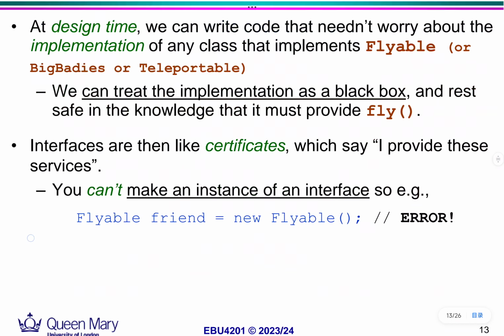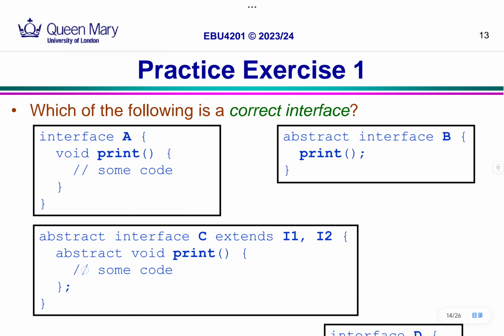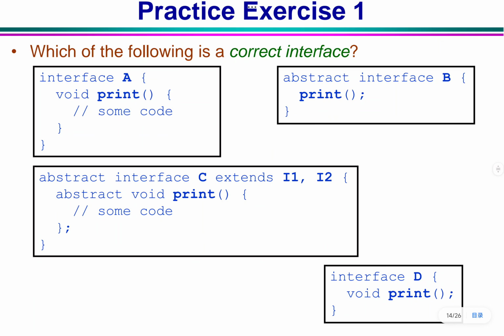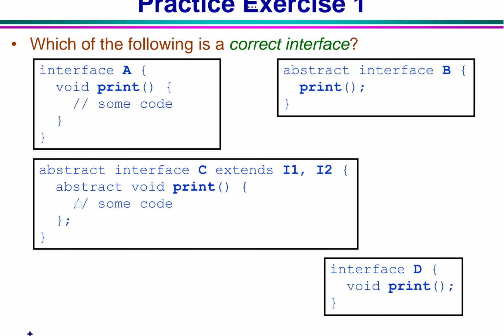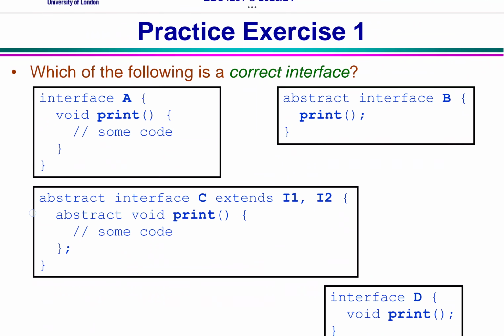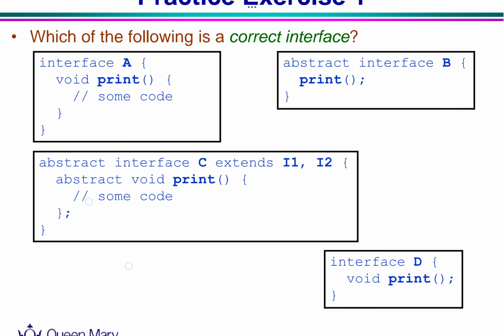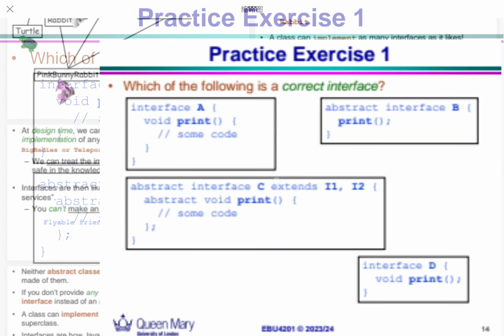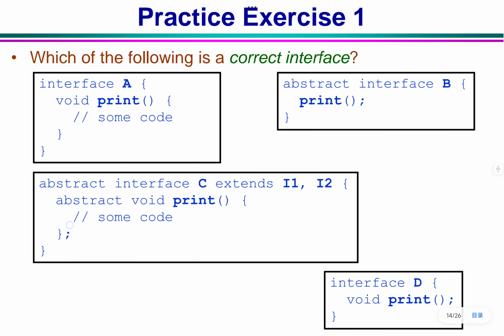I think these are just some tools with no deeper meaning. Which of the following is the correct interface? Public interface void print, abstract interface, cannot extend. This is not true. And I think these three may be right? I don't know.